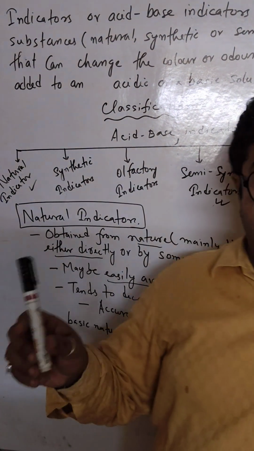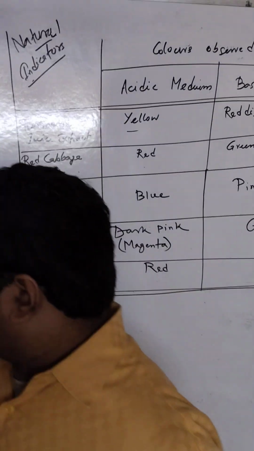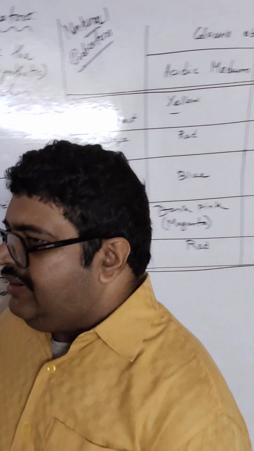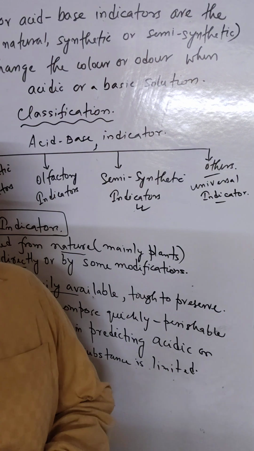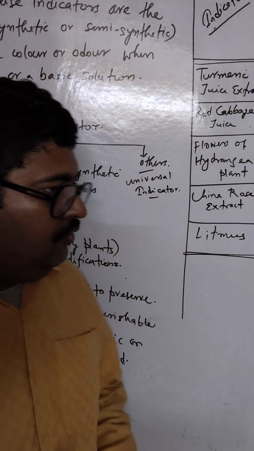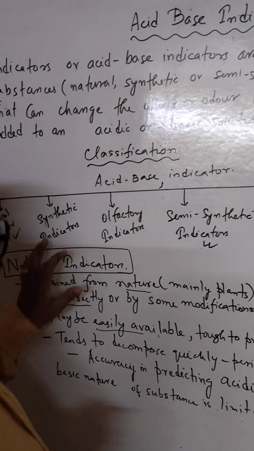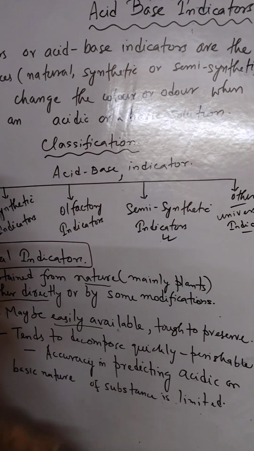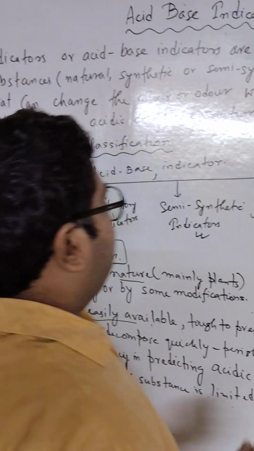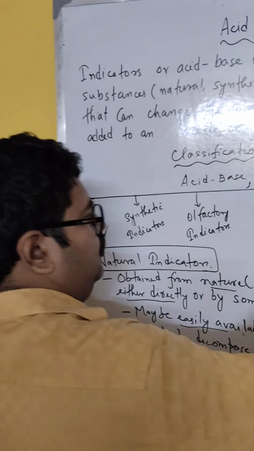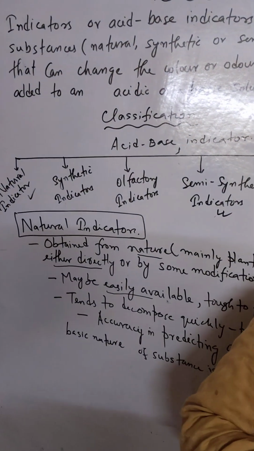Suppose you have some problem of cough and cold. It will not be very possible for us to get the smell, because in most cases we get a very faint smell when we discuss olfactory indicators. So naturally, olfactory indicators are just important for exams. Actually it is outdated. So we mainly concentrate on natural indicators, synthetic indicators, semi-synthetic indicators, and the most important is the universal indicator. So till now we have discussed all these three. So this one is left, this one is left. This we will cover in a video tomorrow in this very topic.